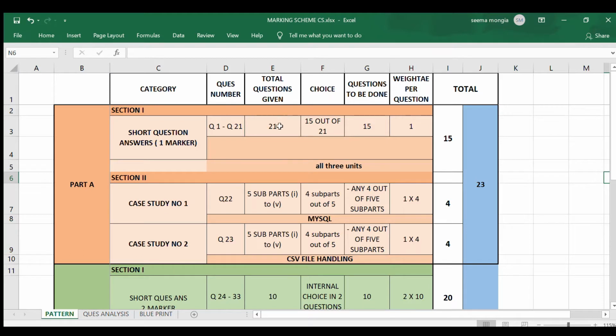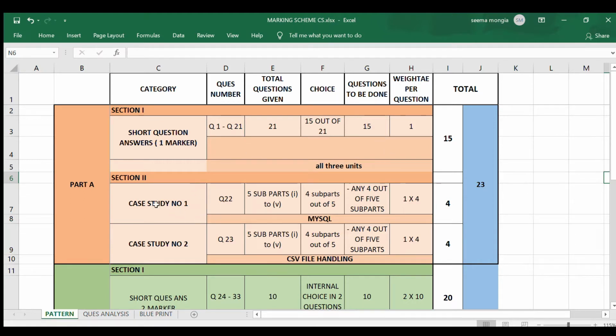There will be 21 questions in this section, out of which 15 questions are compulsory. That means you have a choice of 6 questions over here. Out of 21, you have to attempt only 15, so you have a choice of which ones to do and which ones not to do. But yes, section 1 is compulsory. All the sections are compulsory in the exam. I'll be talking about the sections one by one in this pattern, and then we will talk about the question analysis and blueprint. Section 1 is composed of 15 marks because you have to do only 15 one-marker questions, and the whole syllabus is being covered here.